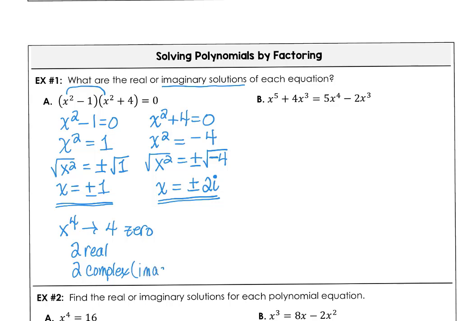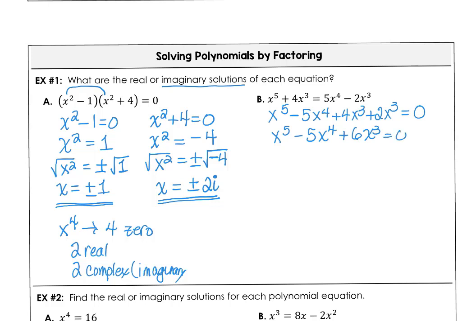In part B, your job is going to be to rewrite in standard form. Moving everything to the left is x to the 5th minus 5x to the 4th plus 4x cubed plus 2x cubed, and then our equation is equal to 0. Collecting like terms, we're going to have x to the 5th minus 5x to the 4th plus 6x cubed. The greatest common factor is x cubed.